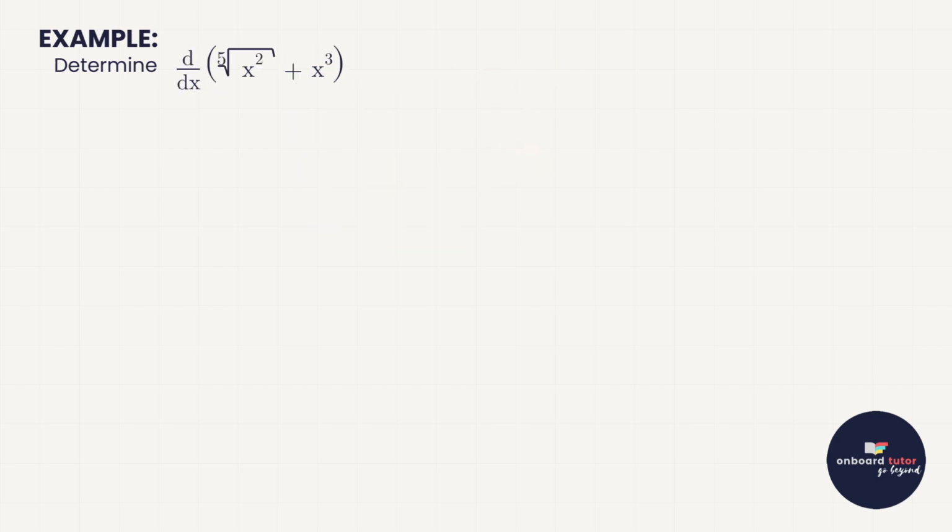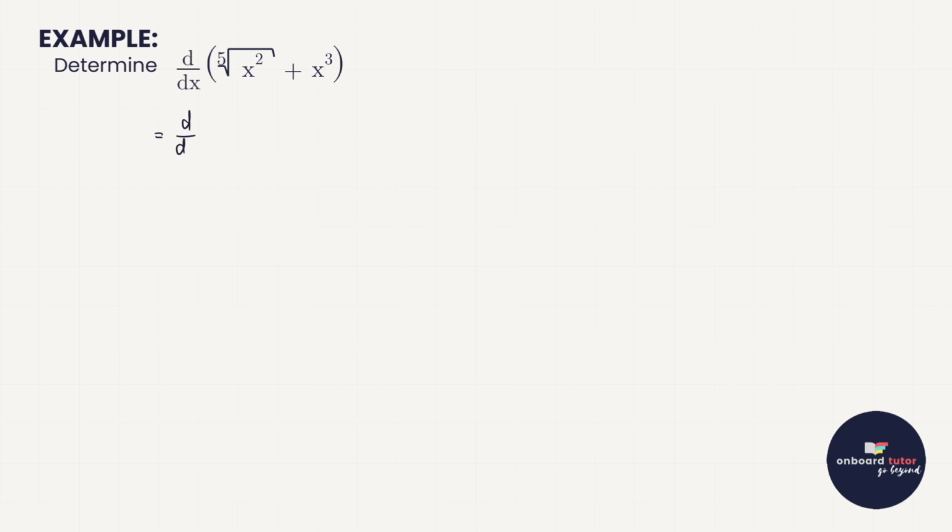Okay, determine d dx of this thing here, the fifth root of x squared plus x cubed. Okay, so again, we want to bring the power down, we want to multiply by something, and minus 1. Okay, but in this instance, the power is a little bit complex, so we're not ready to differentiate yet. So we're going to keep writing the question.